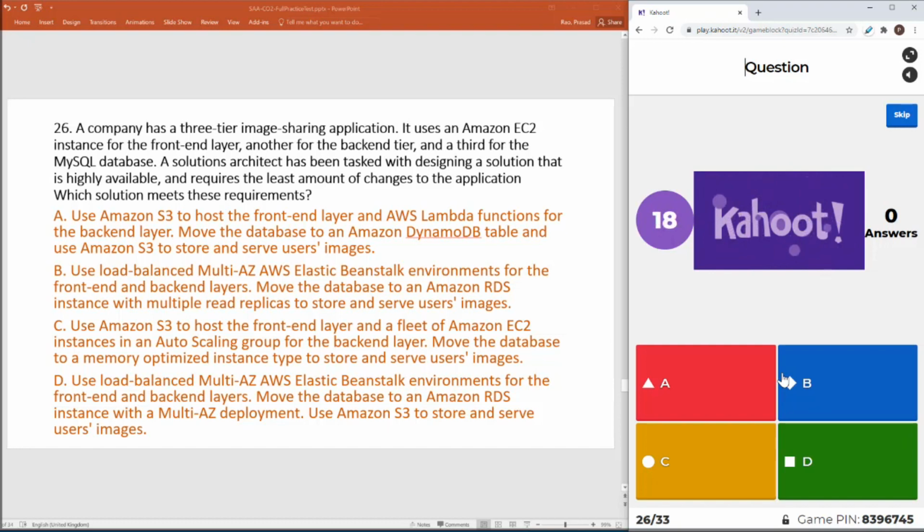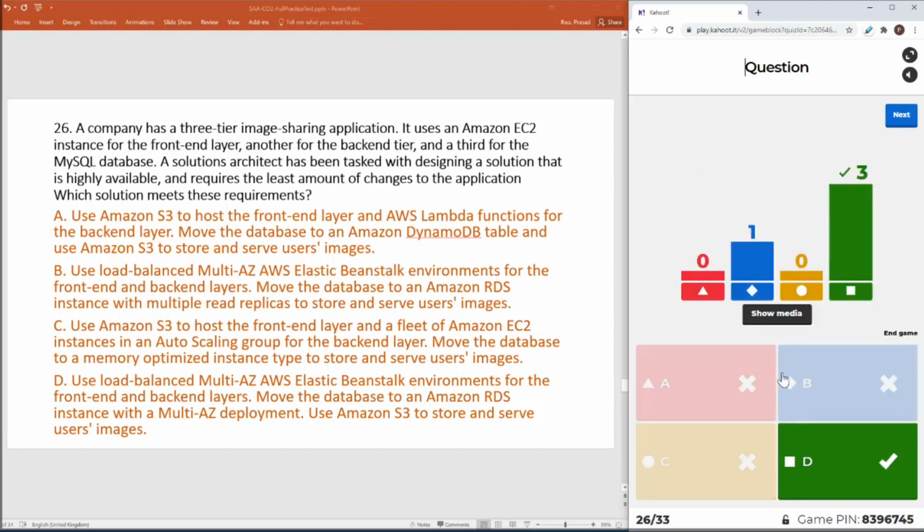20 seconds left. 5 seconds left. Yay, good. I'm glad 3 of you got it right.